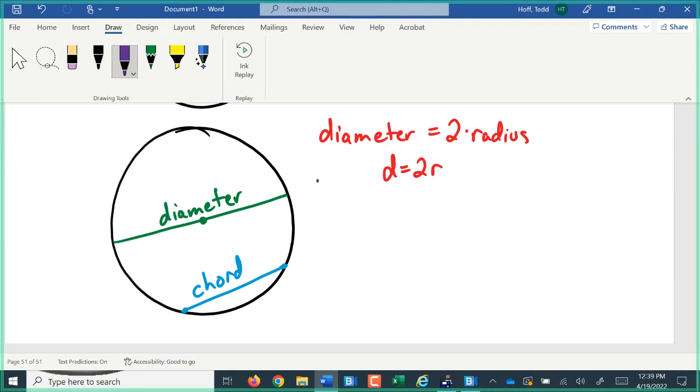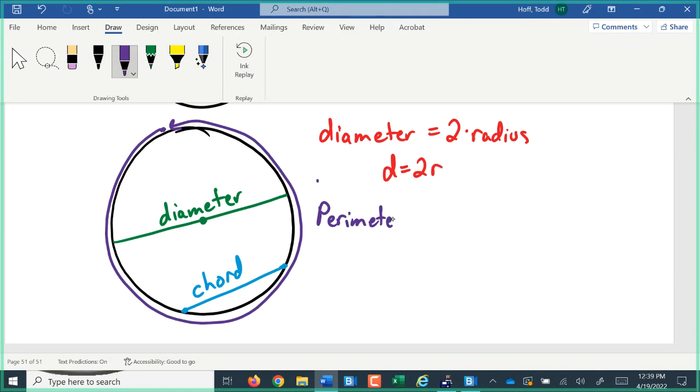Another feature of the circle is its perimeter. That is referred to as circumference. Circumference is just the perimeter of a circle. It's just the special name for it.